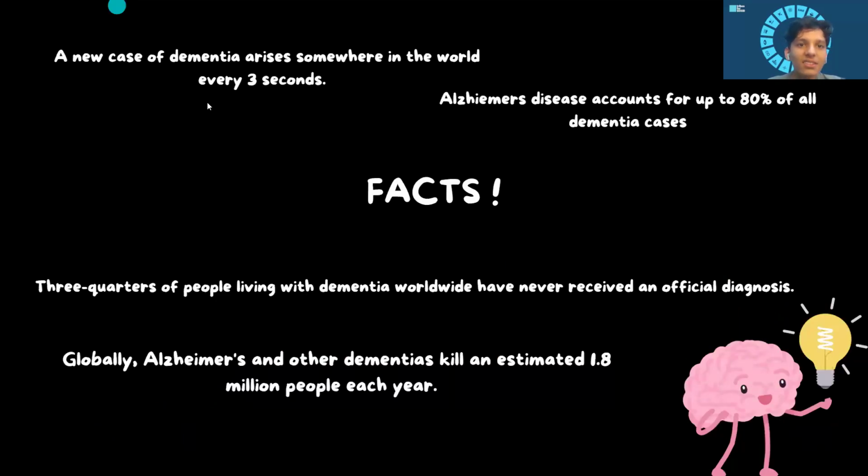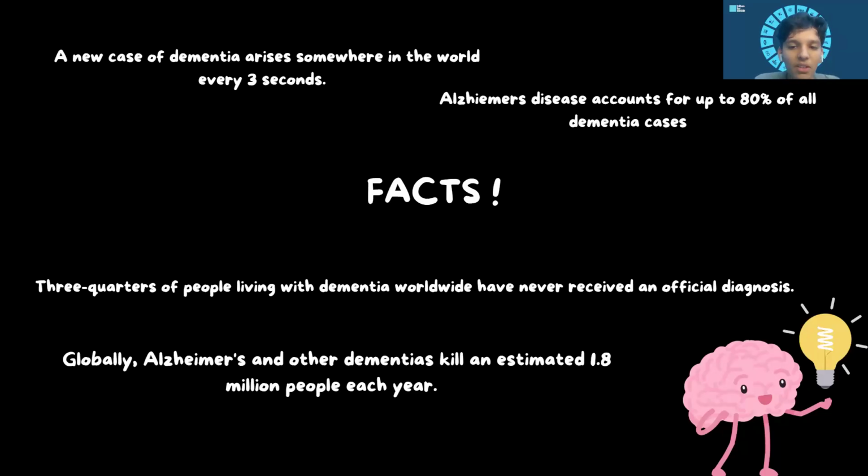A few facts are there, just to raise awareness about how significant and how big this is. You would think of cancer as the biggest disease, but this is up there with cancer in causing many cases. A new case of dementia arises every 3 seconds. That's quite a lot. And 3/4 of people living with dementia worldwide have never received an official diagnosis. That's why it's important to be aware of these things.